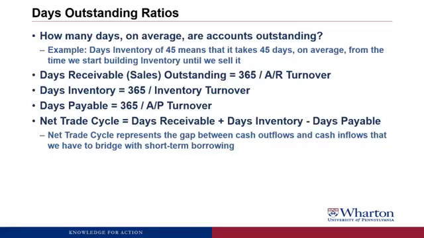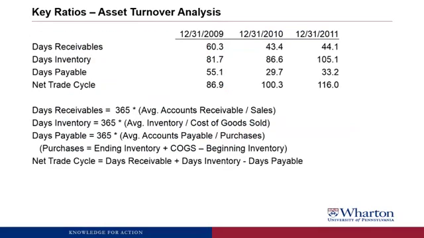Then we're going to talk about something called the net trade cycle, which is if you add days receivable plus days inventory and subtract days payable, it gives you the number of days that you have a gap between cash outflows and cash inflows. And that gap represents days that you have to go out and bridge with short-term borrowing. And we'll talk about this ratio more in the context of Plainview. So here are the days outstanding ratios for Plainview. So pause the video, take a look at this, and see what you notice from these ratios.